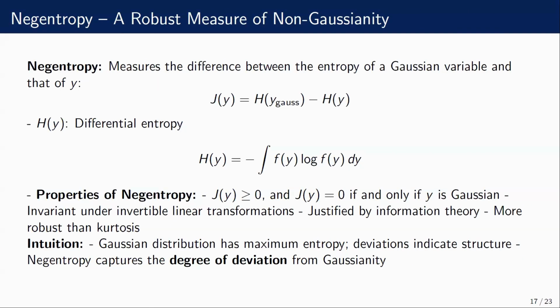Negentropy measures the difference in entropy between a signal and its Gaussian counterpart. It is always non-negative and maximized for non-Gaussian signals. While it's a very good measure, it's computationally very expensive. So we use approximations to make it more feasible.